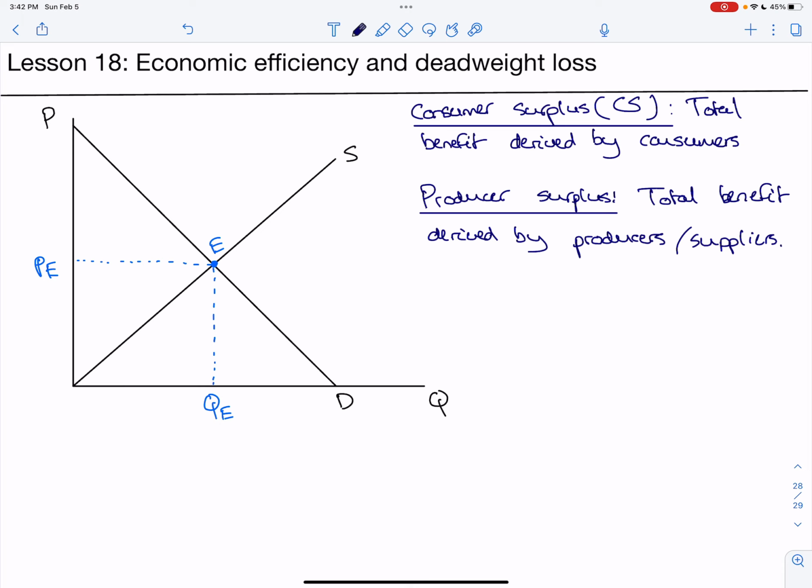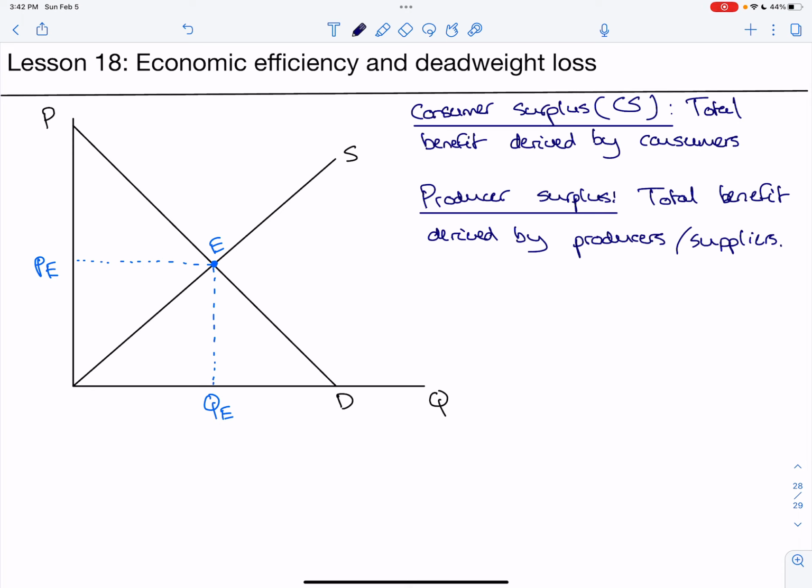Now, producer surplus is not the same thing as profit. We'll see that they're defined differently. It's actually not important for the purposes of this video how profit is defined. We're going to define profit in a later video, but for now, just keep that at the back of your mind: producer surplus is not the same thing as profit. In this video, we're concerned with producer surplus.